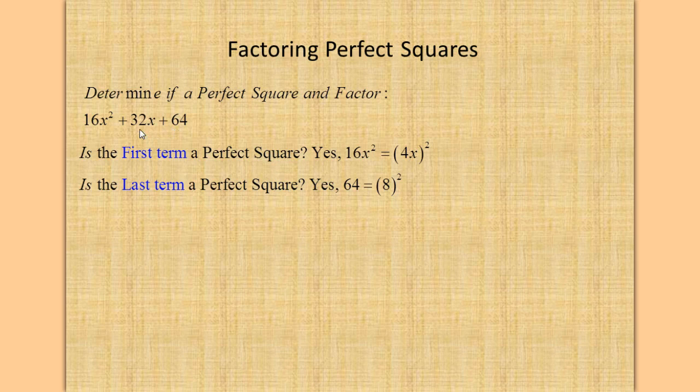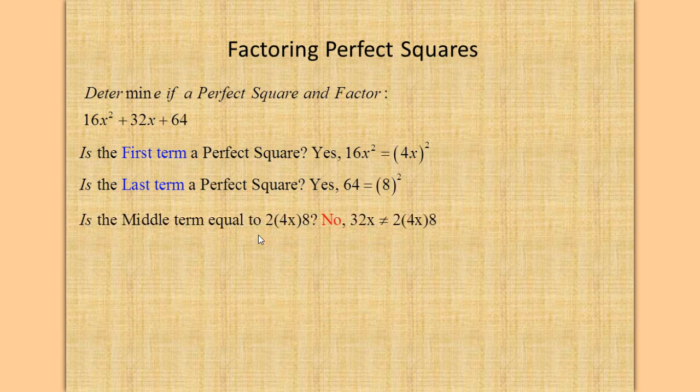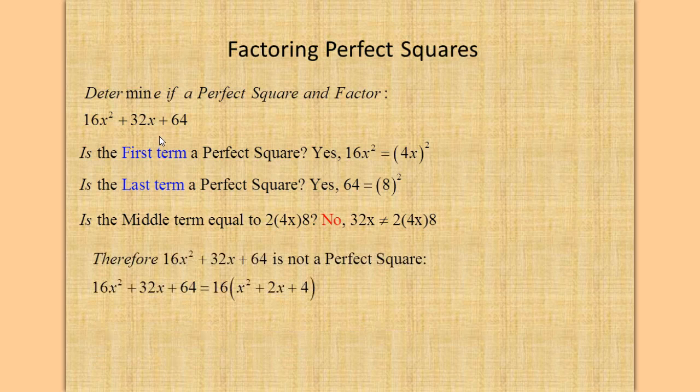Let's check the middle term. Is the middle term 2 times 4 times x times 8? No, it is not. 2 times 4x is 8x, and 8 times 8 is 64x. And the middle term is 32x. So it's not 64x. So therefore, it's not a perfect square. This trinomial is not a perfect square.